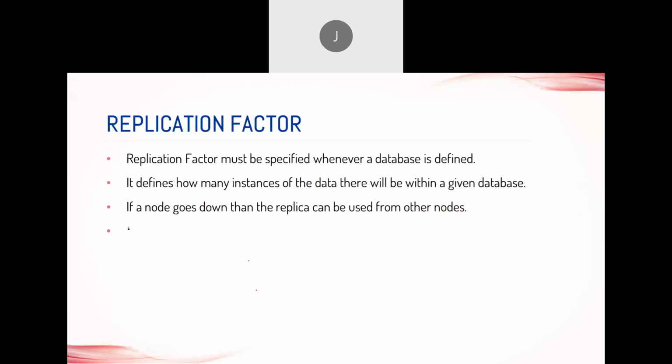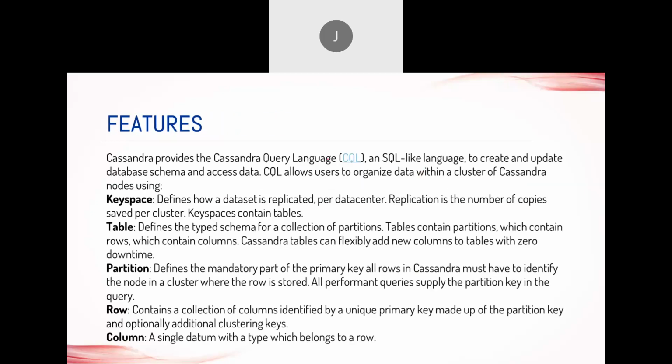So replication must be specified when a database is defined, and the replication factor defines how many instances of the data there will be within the given database. We will do that while creating our database. Why do we do replication? Obviously, when a node goes down, you need to take the data from other nodes. That is the complete idea of the distributed architecture itself.